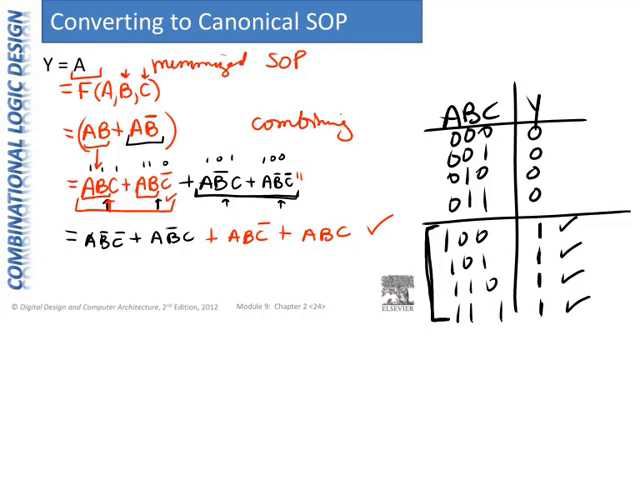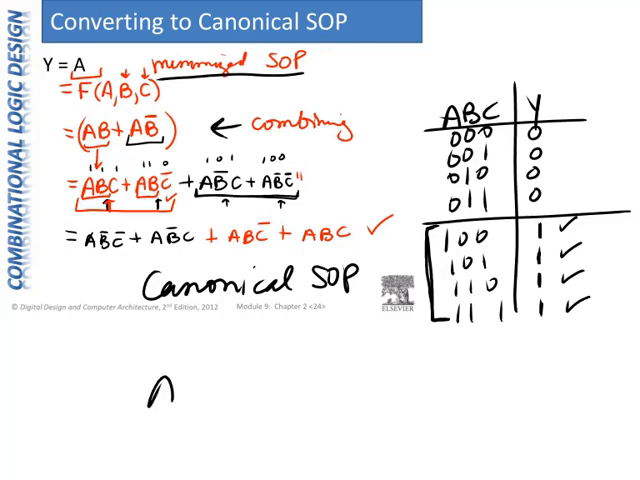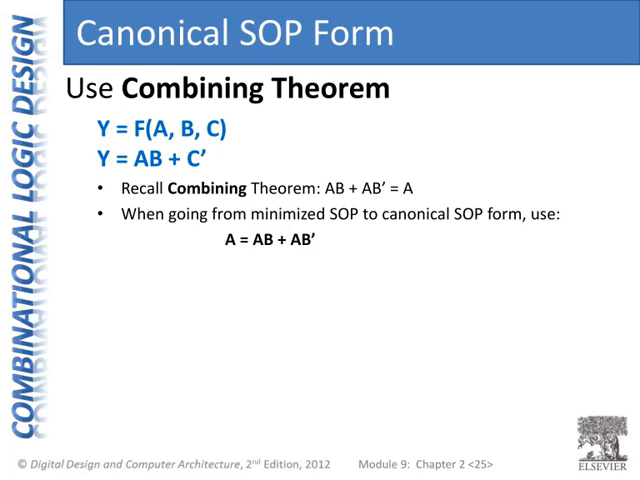Okay, so I converted from minimized SOP to canonical SOP form using basically the reverse method of what we've been doing to minimize equations. So I've used combining in the opposite direction. I've turned A into A and B, or A and B bar, where when we're minimizing, we go in that direction and take the two terms A and B or A and B bar and reduce them to A. So here's another example of the combining theorem.